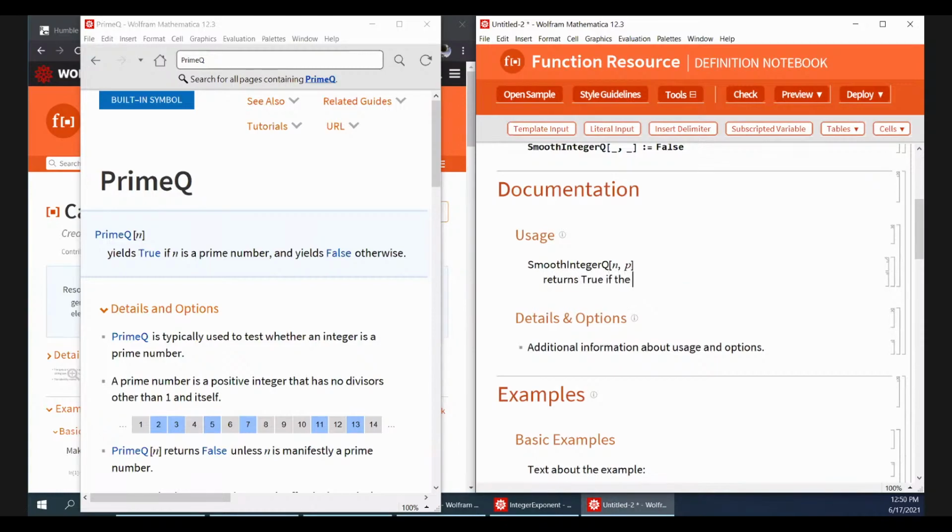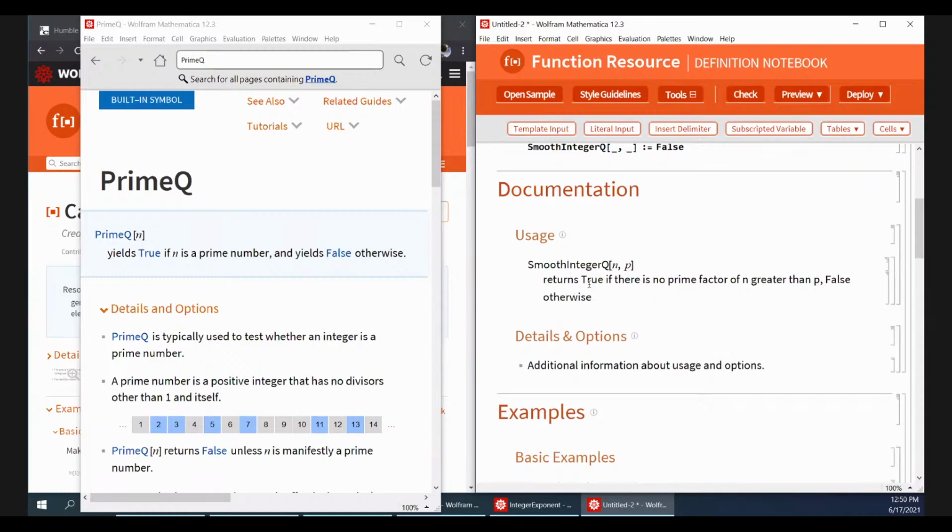So this returns true if there is no prime factor of N greater than P. And then we need to format all three things: N, P, true and false. So true is in the language, N is referring to that N, P is referring to that P, and false is in the language. I think the usual wording is "and false." Otherwise, I don't care too much.